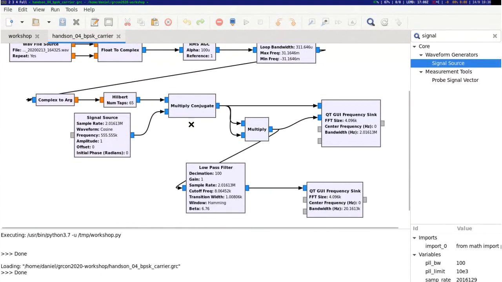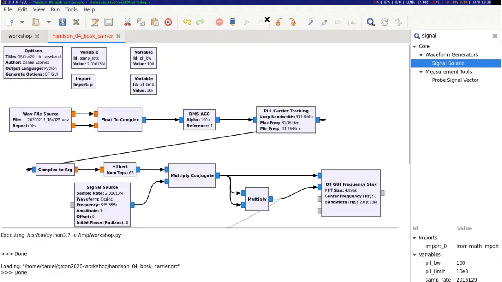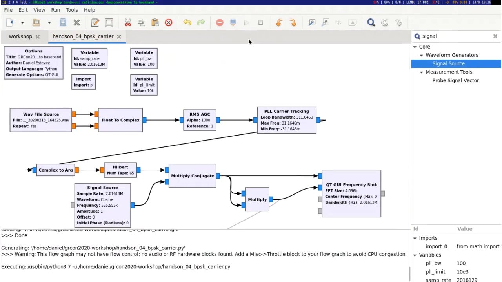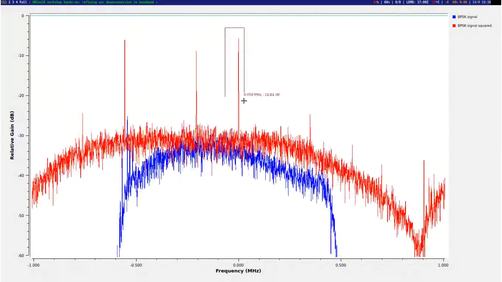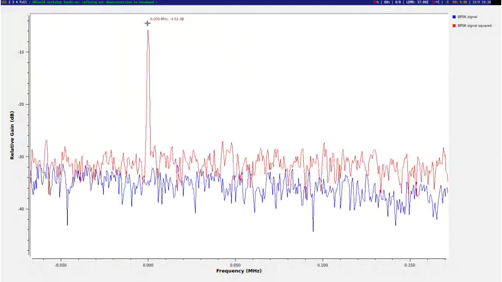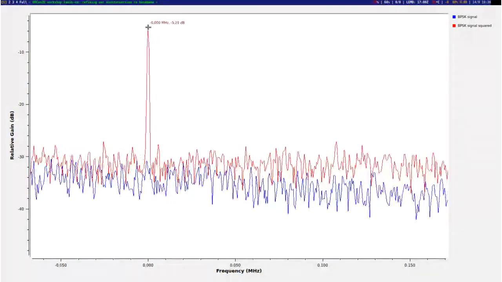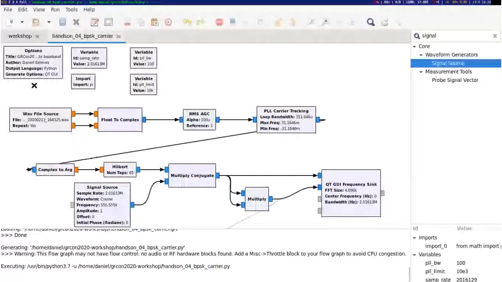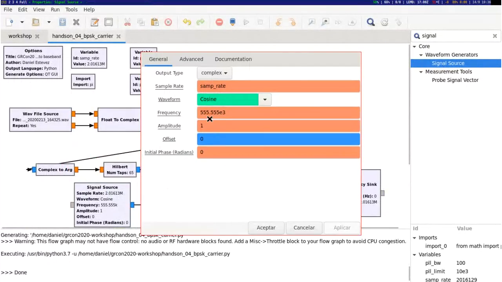And what I'm doing here is to multiply the signal by itself. So I use a multiply block to square the signal. And for the time being, let's disable this and run. And here you see this is at frequency 0. This is because this is the solution. So I have already the correct frequency here.